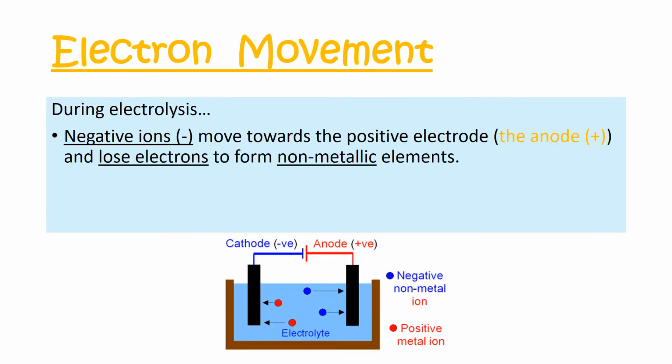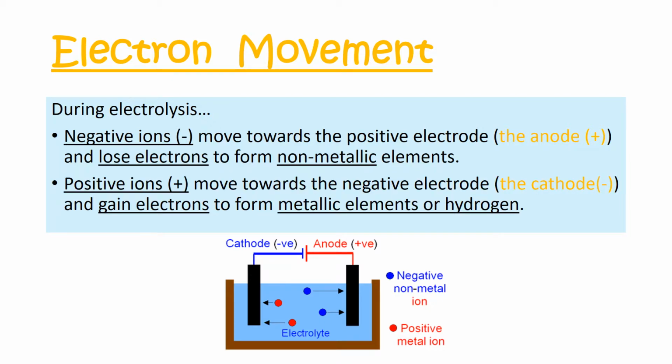Electron movement. During electrolysis, negative ions move towards the positive electrode, which is called the anode, and lose electrons to form non-metallic elements. Positive ions, however, move towards the negative electrode, which is called the cathode, and gain electrons to form metallic elements or hydrogen.